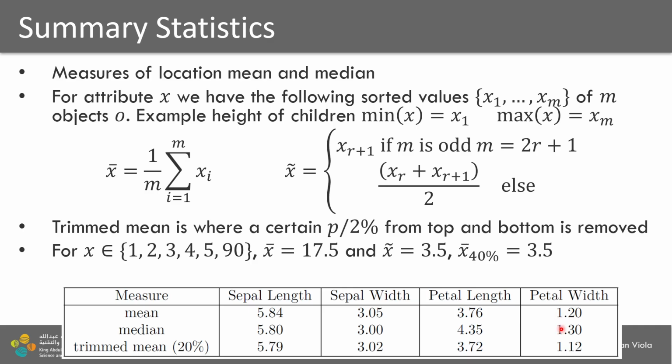And for the petal width, the same holds, which seems to be a little bit unusual. So typically, we would expect that our trimmed mean will get close to the 130, but rather from the side where the 120 is. So maybe 128 would be an expected trimmed mean, but here we have 1.12, which is a little bit surprising.